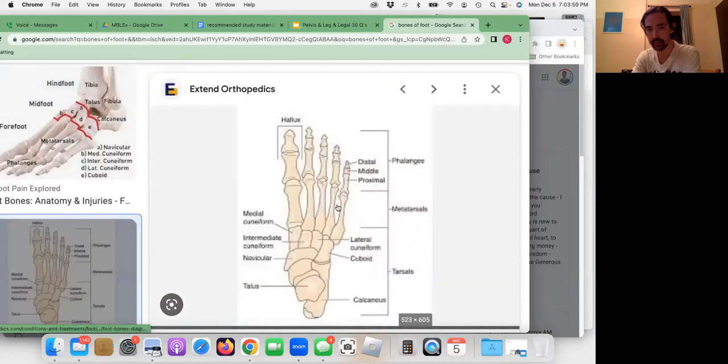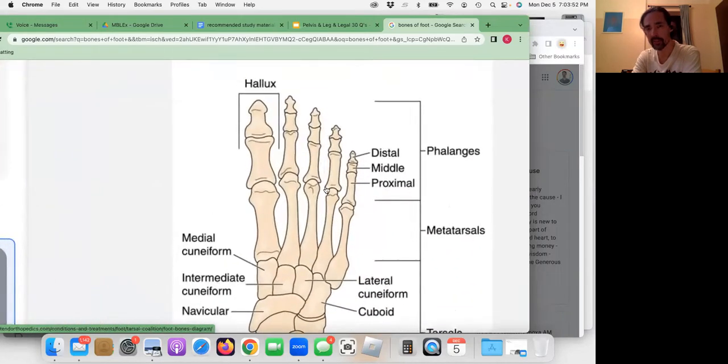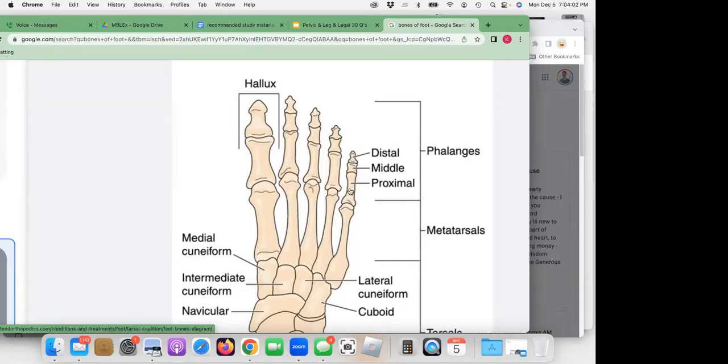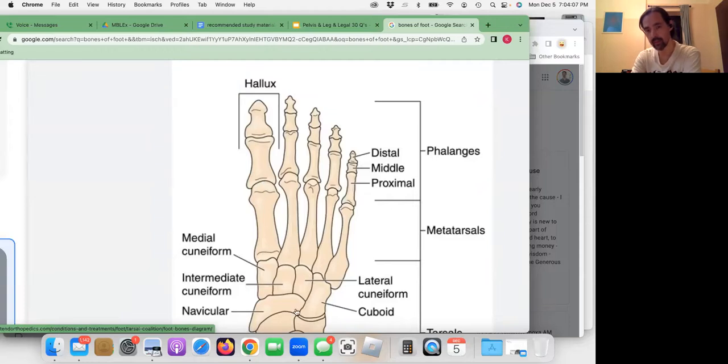This is a better drawing over here, because they made the distal phalanges really small on the other drawing. So there's that word distal, right? Distal and proximal. So the big toe, I'm sorry, let me back up. Here's the tarsals. There's this cluster of 5 tarsals. And then here's 5 metatarsals. It's the long bones of the midfoot. And then there's the toe.